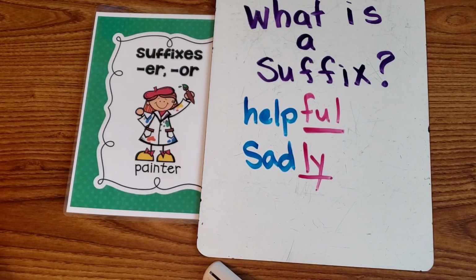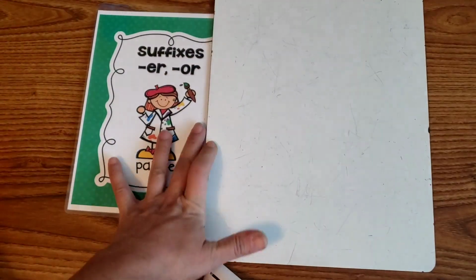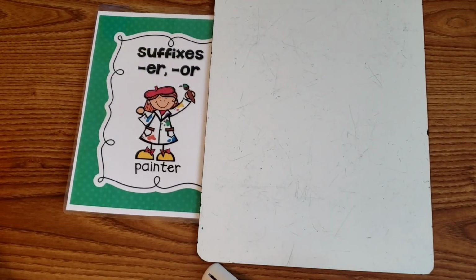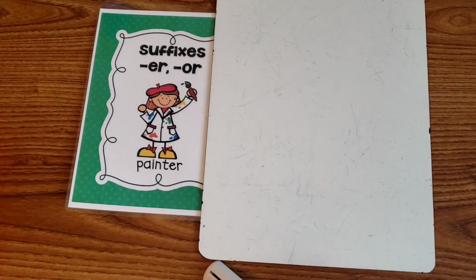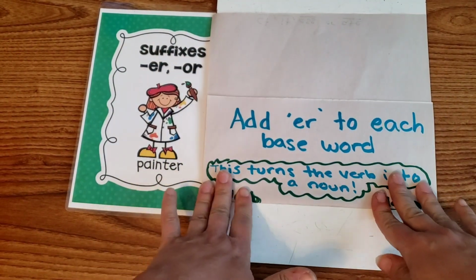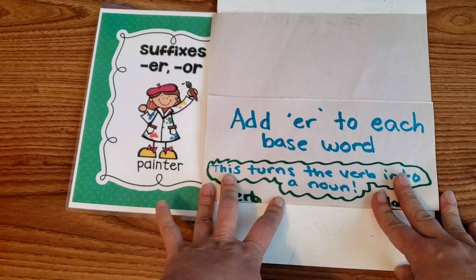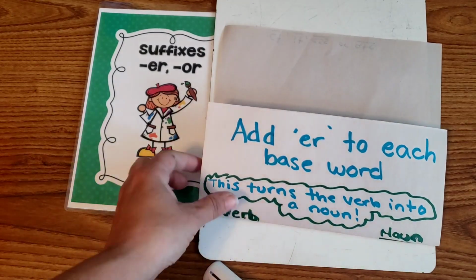Well, this week, we're going to be talking about suffixes, but we're going to be learning some new ones. So we know FUL and we know LY. They're added onto our base word. This week, our suffixes are ER and OR. And what those do is they get added to the end of a word, and they're going to change the word for us. I don't want to show it all to you yet. So we add ER, and sometimes OR, I'll explain that in a second, to each base word. So a base word is like your start out word, right?